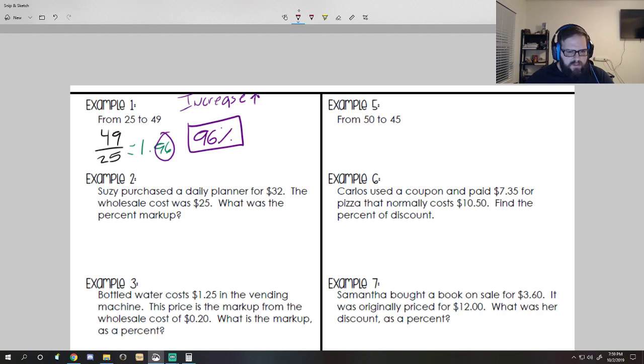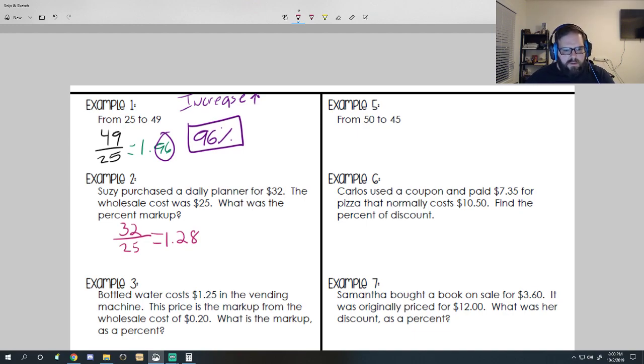So we know that we're taking the amount of change, which is $32, and we're putting it over the original price. The wholesale price was $25. So whoever bought this bought it for $25 and then sold it for $32. And that's how we are getting this right here. So 32 divided by 25 will give us 1.28.